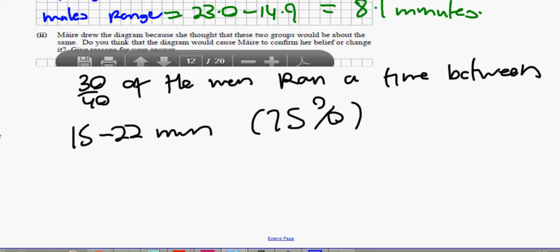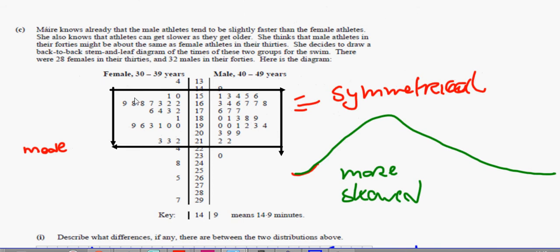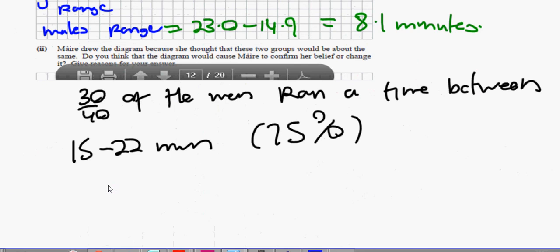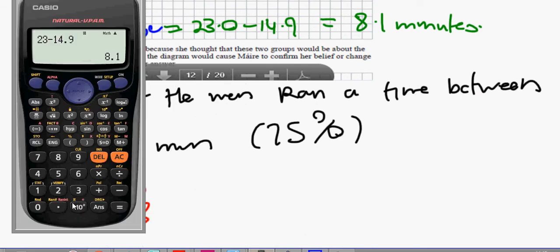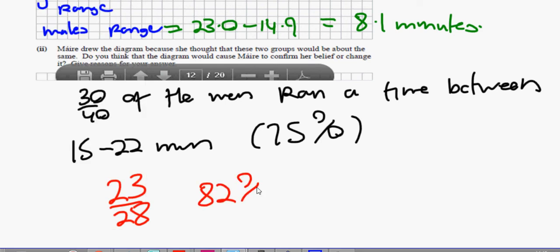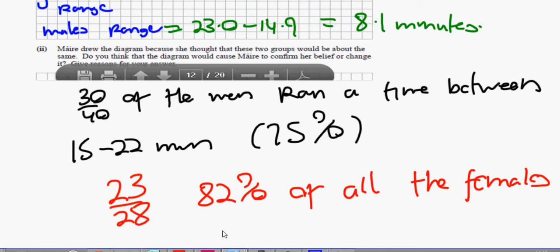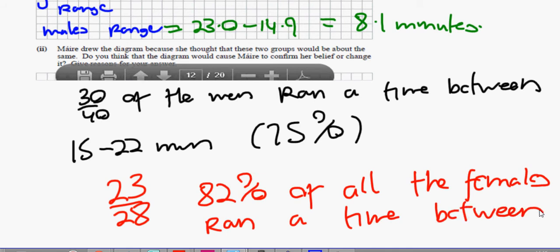And then on the female front, we have 1, 2, 3, 4, 5, 6, 7, 8, 9, 10, 11, 12, 13, 14, 15, 16, 17, 18, 19, 20, 21, 22, 23. So 23 out of 28 women. Now what's 23 out of 28? We need that in percentage form. 23 divided by 28 multiplied by 100, and what we get there is 82% of all women. So 82% of all the females ran a time between 15 to 22 minutes.